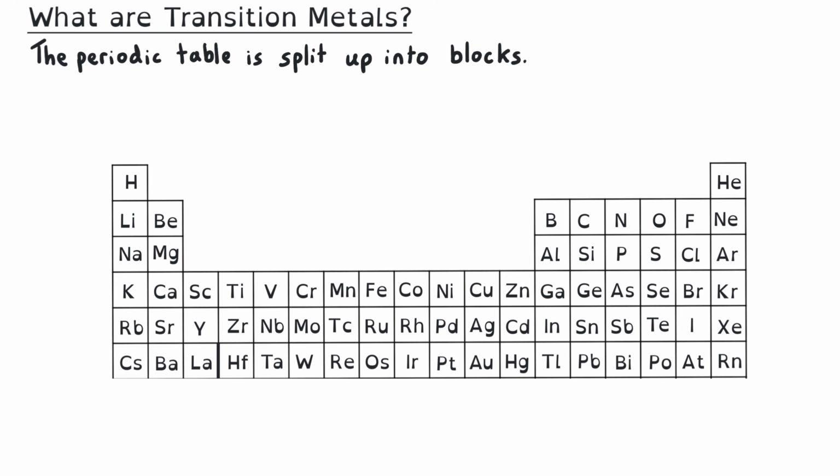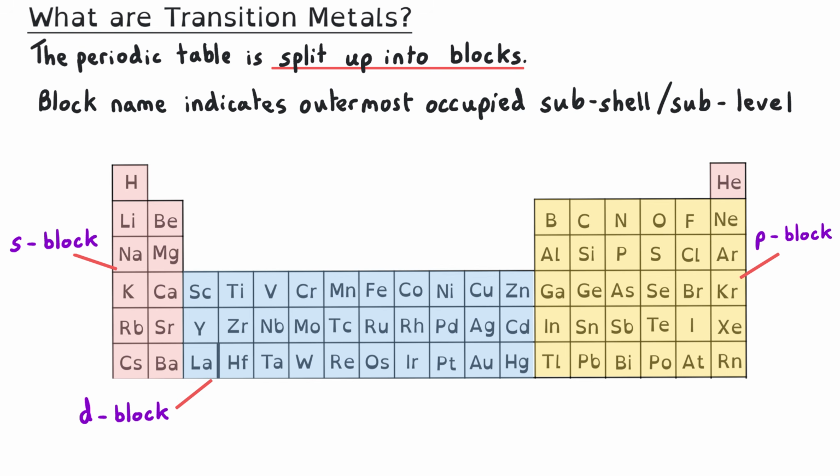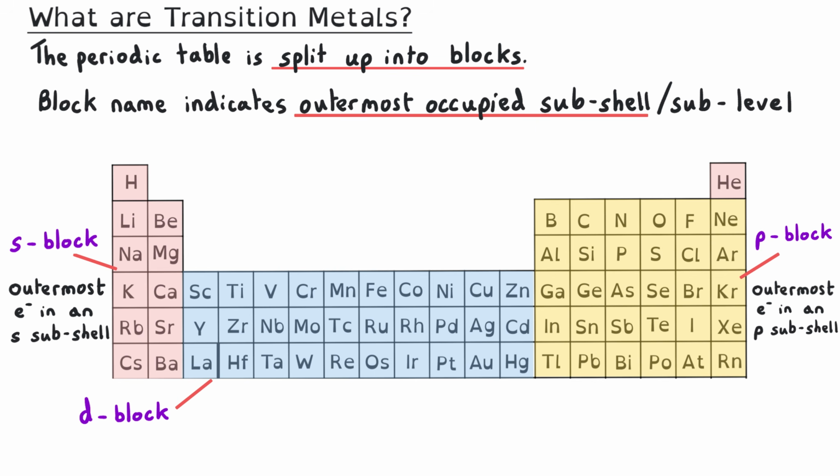The periodic table is split up into different regions called blocks, and these blocks are called the s, p, d and f blocks. They take their name from the outermost occupied subshell, or sometimes called sublevel. So for all of the elements in the s block, their outermost electrons are in an s orbital. If an element's outer electrons are in a p subshell, they are in the p block.